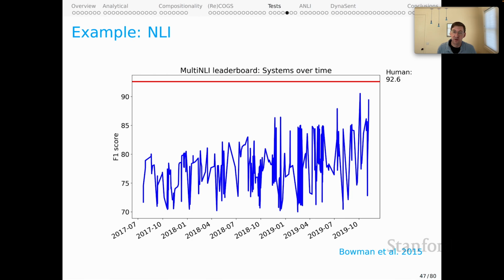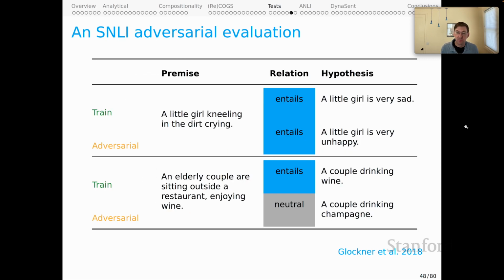And if you took these numbers at face value, you might conclude that we are developing systems that are really, really good at doing inference in natural language, at doing what is in effect common sense reasoning. But again, the intuition behind adversaries is that we might worry about that. And one of the first and most influential entries into the adversarial space for NLI was Glockner et al. 2018. This is the Breaking NLI paper.